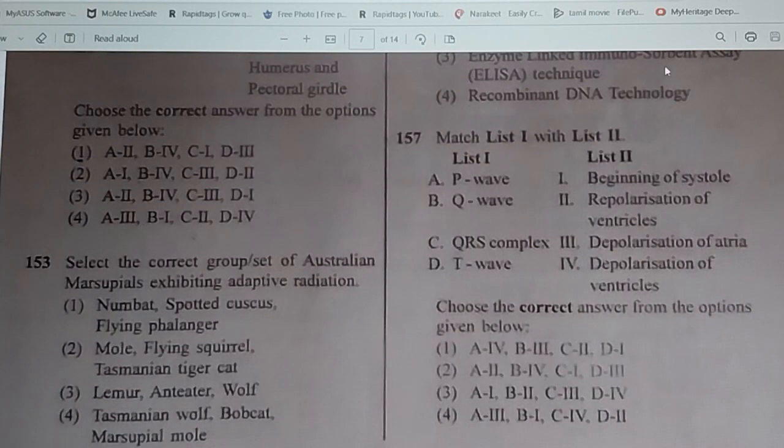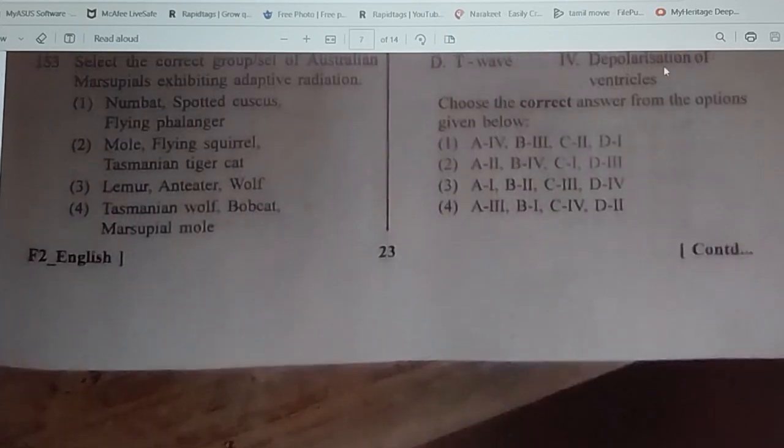157. P wave is of course depolarization of atria. Q wave is beginning of the systole. QRS complex, depolarization of ventricle, and of course the option is D. D option is the correct answer.